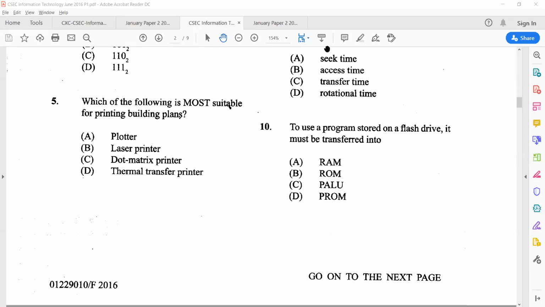Sir. B. Yes. B. Wrong. Right. So the answer for this is, I see some answers coming in also. The answer for this is A, RAM.